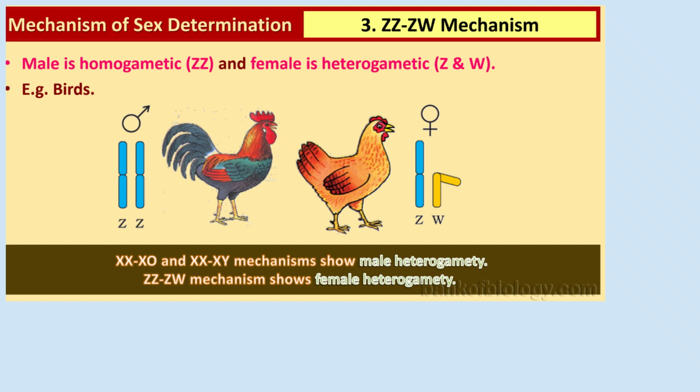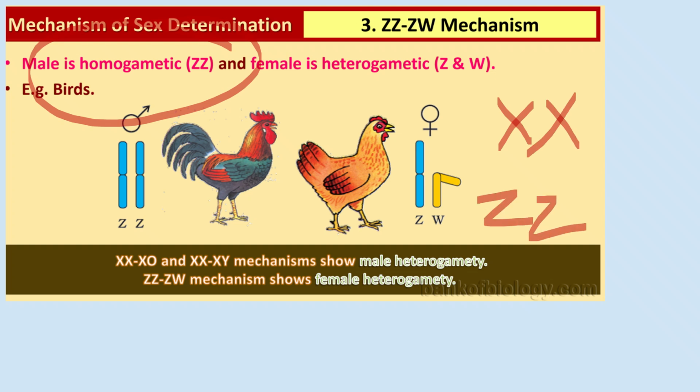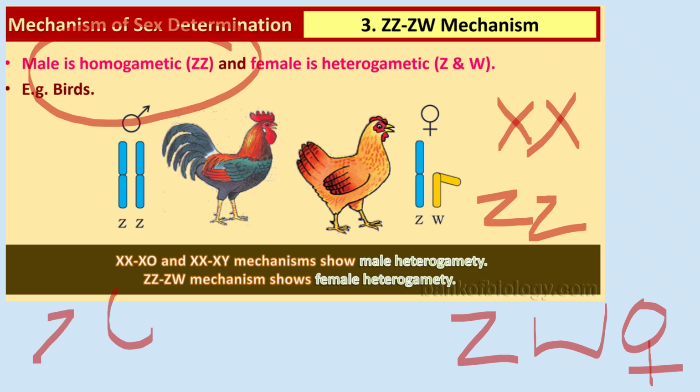And in case of birds, the sex determination in birds is opposite to what we see in case of humans. Here males are homogametic. In humans, you know, XX will be a female. But in case of birds, ZZ will be a male, but ZW, the heterogametic condition, will be a female. And ZZ will be a male.